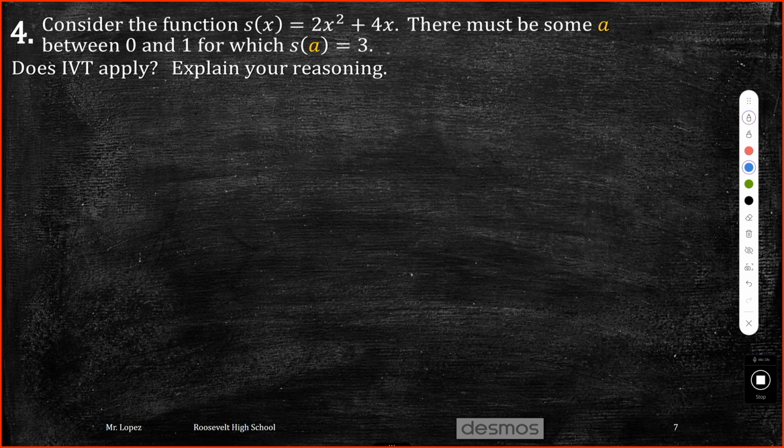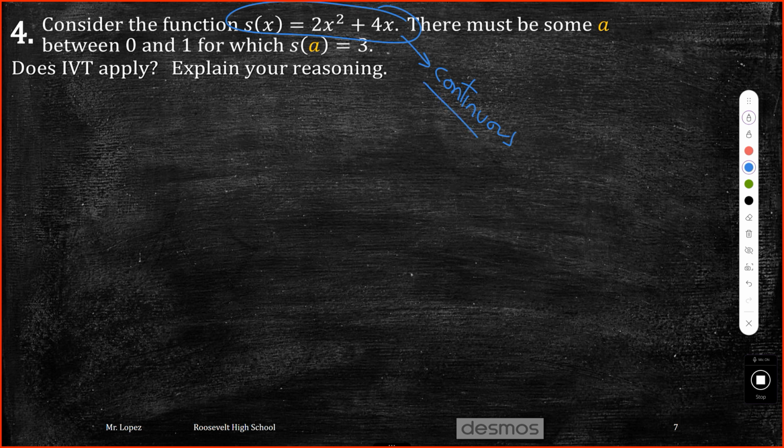Number 4. Consider the function s of x equals that. There must be some a between 0 and 1 for which s of a equals 3. Does the intermediate value theorem apply? Explain your reasoning. This is a quadratic function which is continuous on its domain. Continuous. There must be some a between 0 and 1 for which s of a equals 3. Does the IVT apply? Yes.